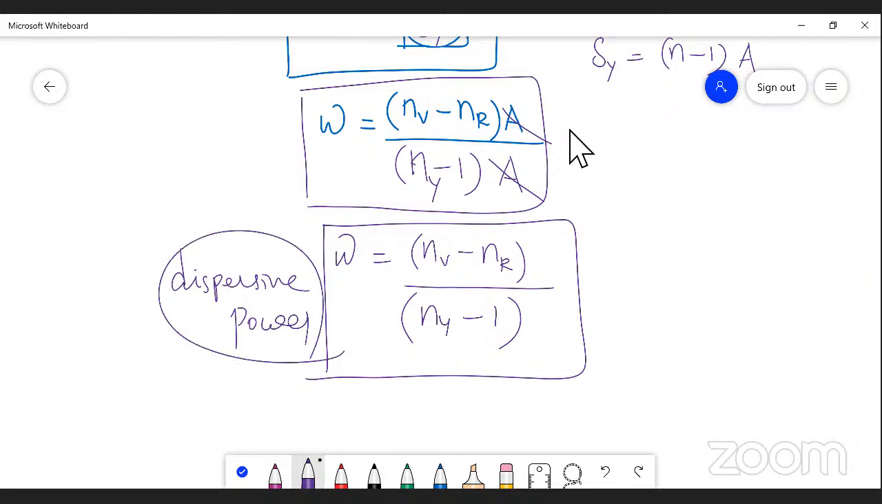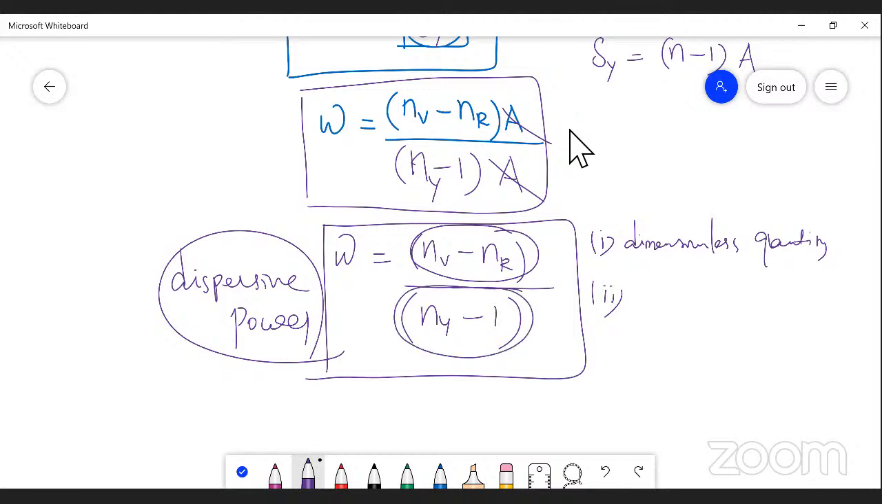Our first topic is dispersion, our second topic is angular dispersion, and our third topic is dispersive power. And these are very important notes. Take this first point: dispersive power is a dimensionless quantity. There is no unit, because it is a ratio of refractive indices. So no unit.